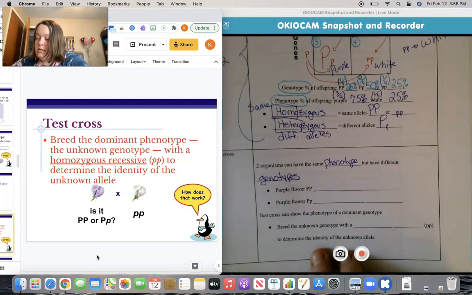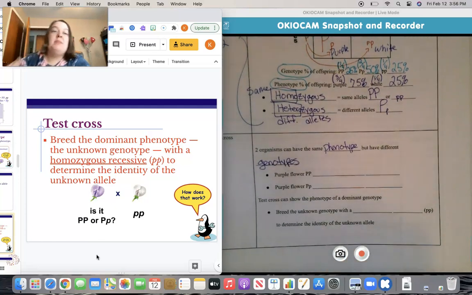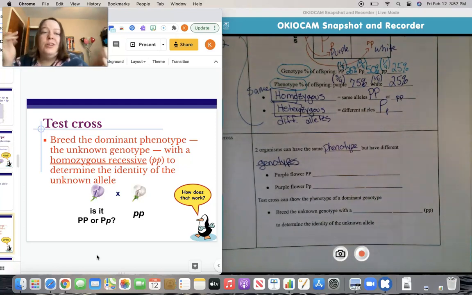Now, because 2 organisms can look the same but have different genes, we might have a problem. If I had a purple flower, I wouldn't know its genes. I can look at that flower and be like, that's a purple flower. I could know its phenotype, but not know its genotype and not know its genes. But I could figure it out. So I could figure it out if I just perform a cross.